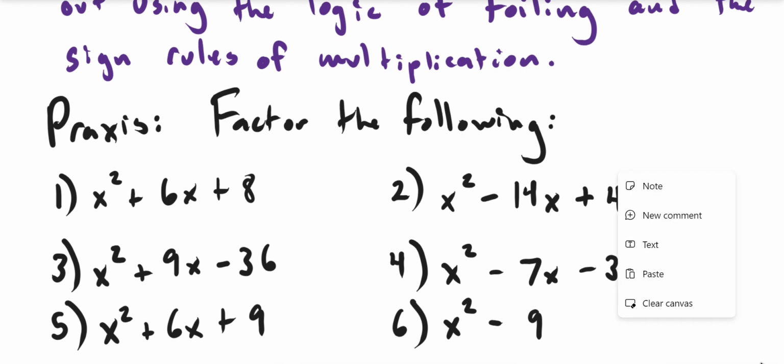All right, time for some practical exercises. This is your praxis for the day. I want you to factor these polynomials. So pause the video at this time and give each one of these a shot.